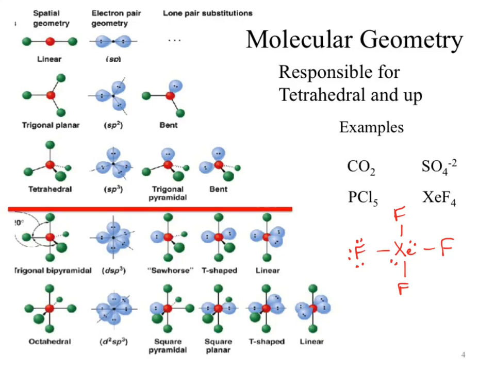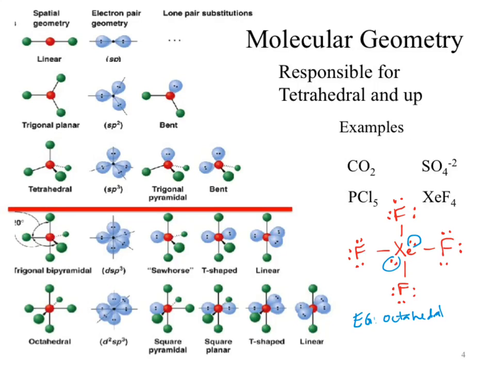How many regions of electron density around the xenon? 6. There are 6 regions of electron density because we have those non-bonding pairs. So 6 regions of electron density. Our electron geometry is octahedral.